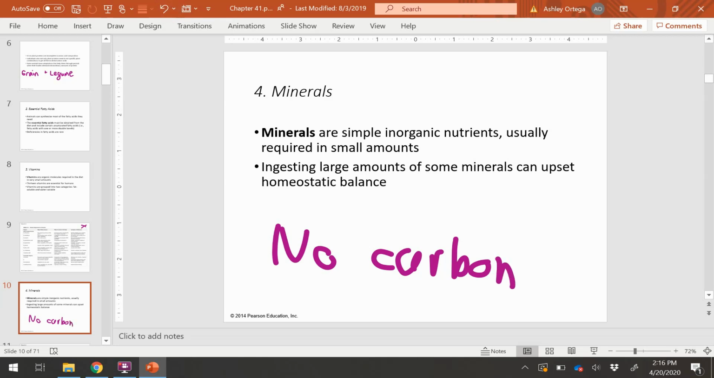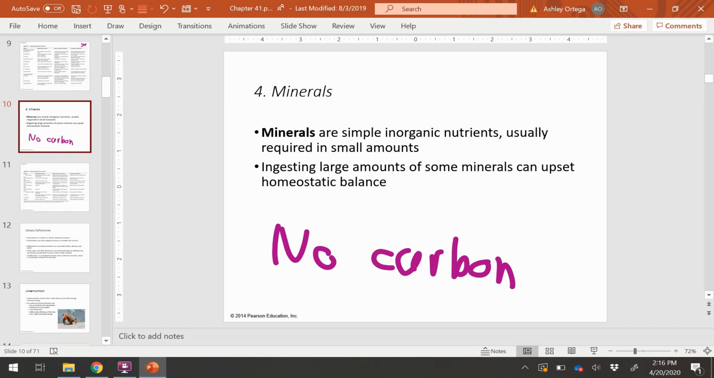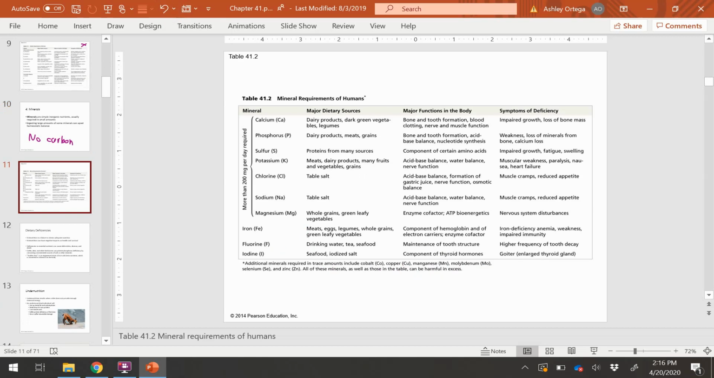No carbon in their structure. And so ingesting large amounts of minerals can upset the homeostasis balance. So that's not recommended, but getting them in small amounts is recommended. And so you can see the list of those here.